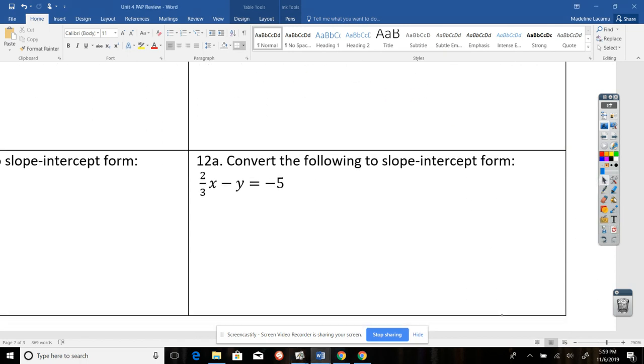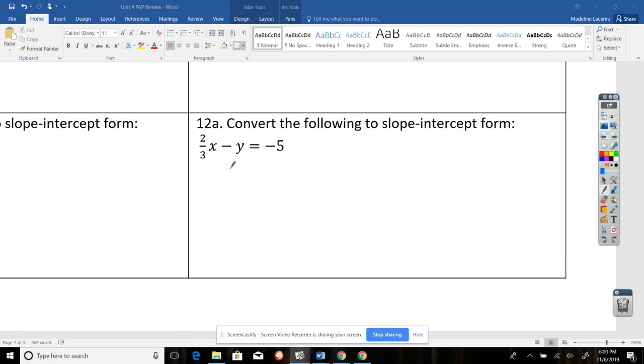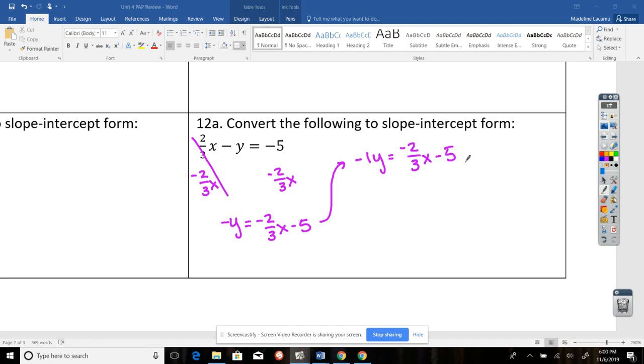And the last one, 12, we're going to convert this from standard form to slope-intercept form. So again, I need to get rid of this x. So I subtract 2/3 x from both sides. So I get -y equals -2/3 x minus 5. Now I can't have this as -y. And remember, this is the same thing as -1y. So -1y equals -2/3 x minus 5.